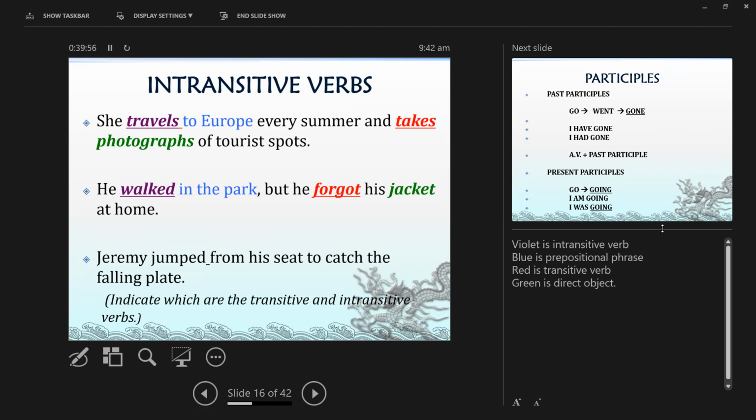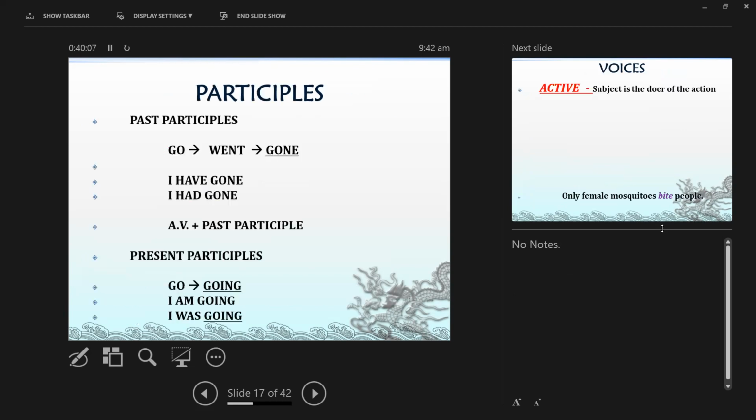Jeremy jumped from his seat to catch the falling plate. Jeremy is the subject. The action word is jump. Okay. So we have past participles: go, went, gone. I have gone, I had gone. And then present participles: go, going, I am going, I was going. So let's talk about past participles.